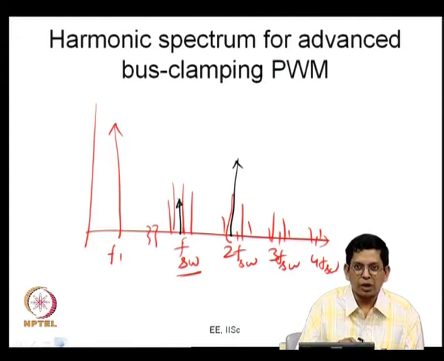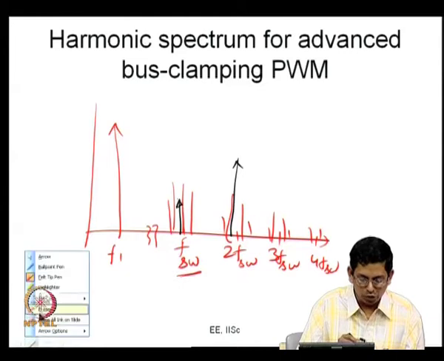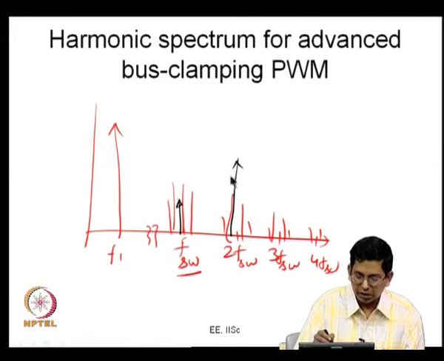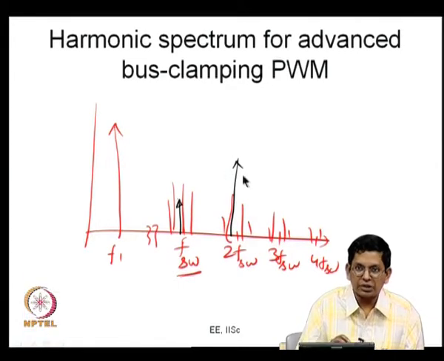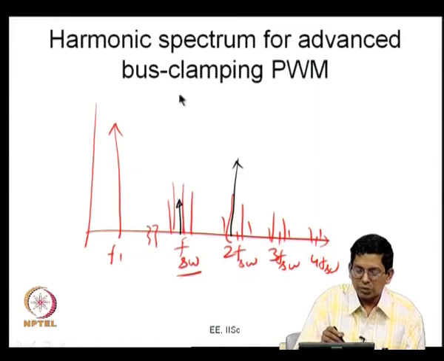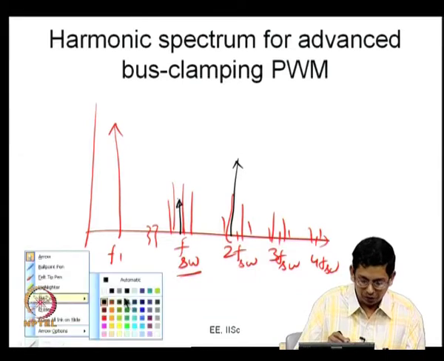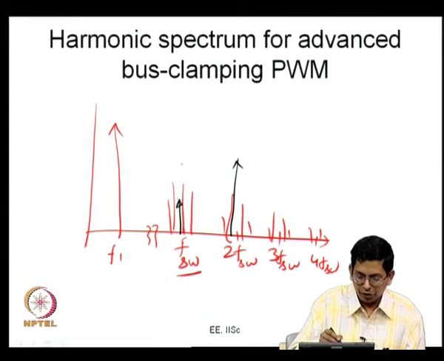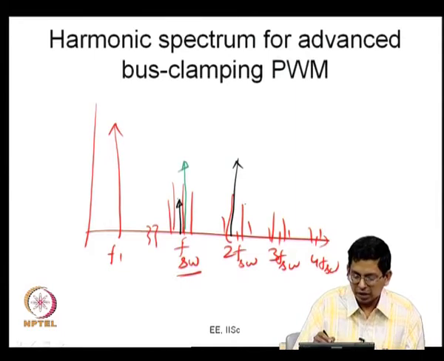When the second sideband is dominant, it sees a much lower current. It sees double the leakage reactance, and therefore the corresponding current is low. This happens at high modulation index. So, at high modulation indices, the advanced bus clamping PWM results in lower ripple than conventional PWM. If you look at the conventional case, I will show you in a different color, let us say green. In conventional, you will find the dominant component something like this, and the second sideband component something like this, as I have indicated.